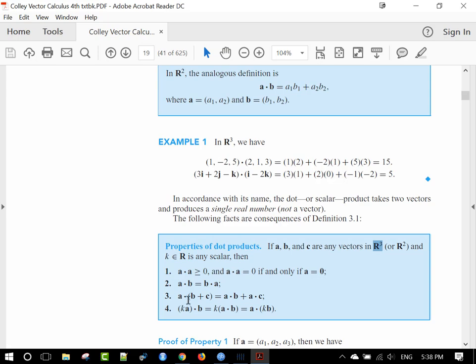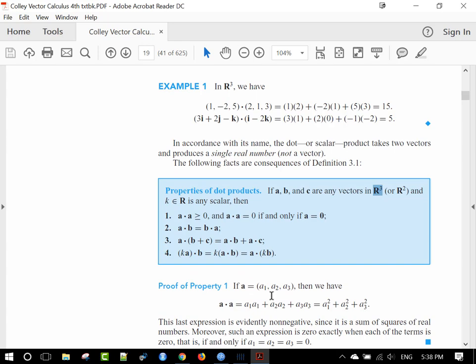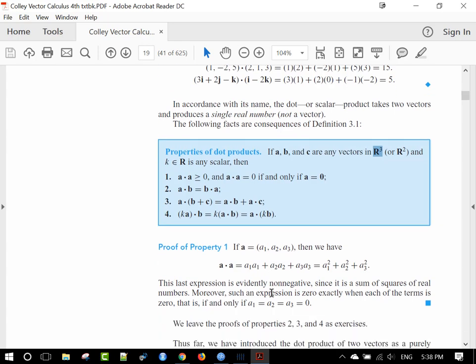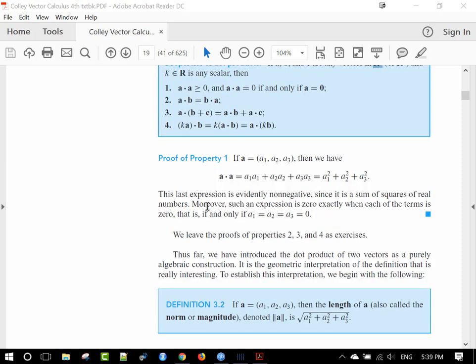And here's another one. This is kind of like a distributive property. If you take A dot (B plus C), you can break it up like this. And here's scalar multiplication of A dot B, which says you can take the k out, and you can move the k around, basically. And for the proofs, you should read these proofs to see how they're proved, or at least read this one. It says, thus far we have introduced the dot product as purely an algebraic construction.